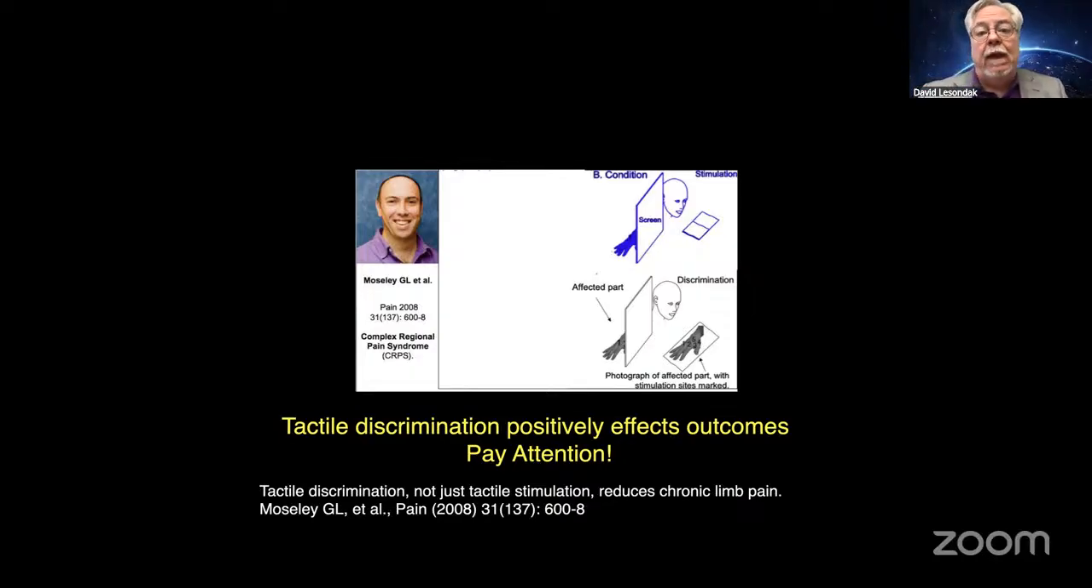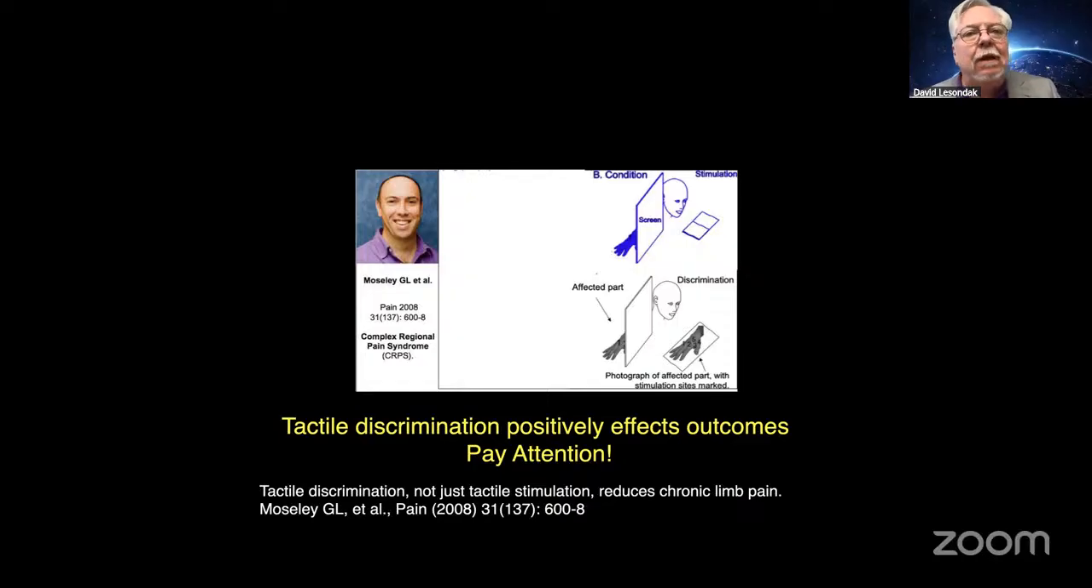The other group had to pay attention. They had to say where they felt the intervention. They had to talk about the quality of the intervention. They had to give feedback to the therapist about what was going on. Everybody in the group that gave feedback got better results than those who were not paying attention to their therapy. 100%. This does not happen in science.